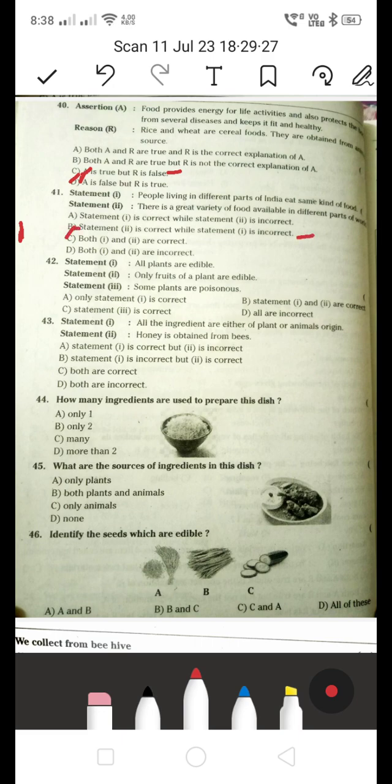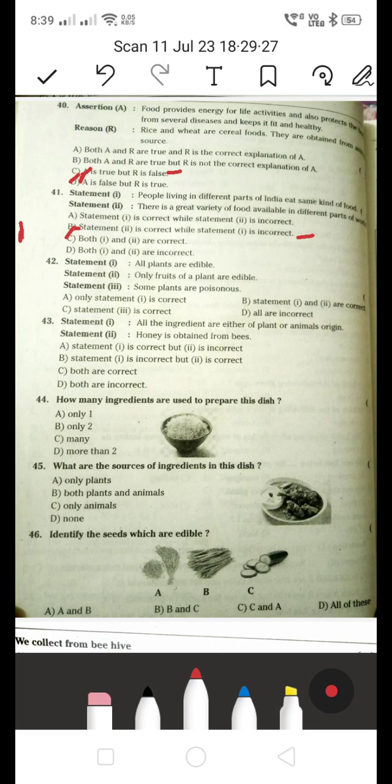Because statement 2 is correct while statement 1 is incorrect. In the country, people living in different parts of India do not eat the same kind of food. Depending on the region, they eat different kinds of food. So its answer is B. Statement 2 is correct, 1 is incorrect.